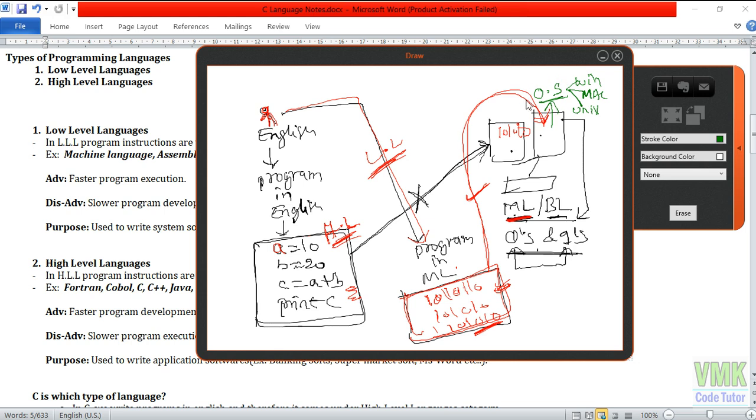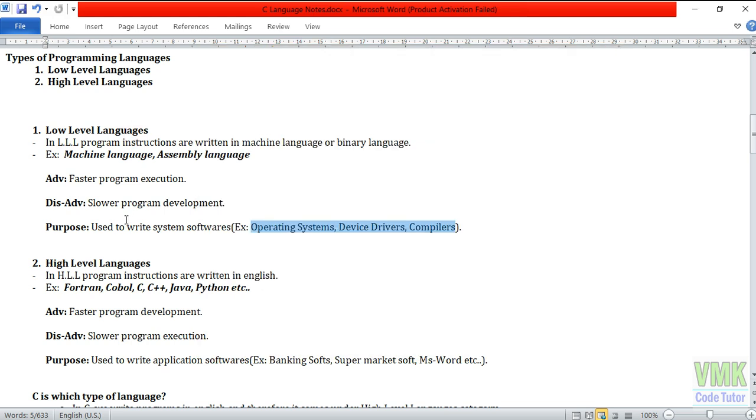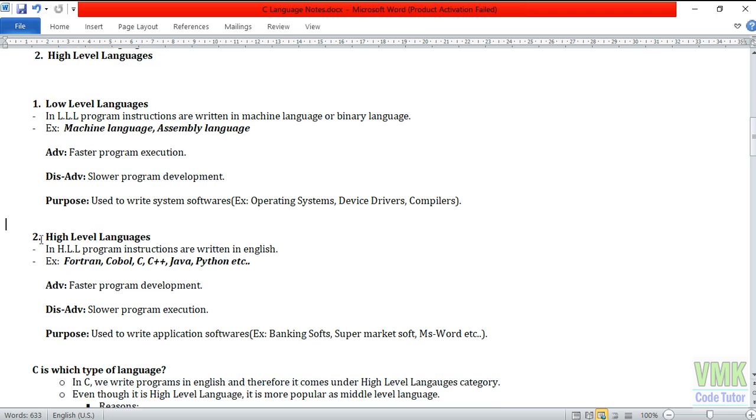So an operating system is a set of programs that makes the computer function. Such operating system programs we write in low level languages. That is what I mean to say: low level languages are used to write system software. Examples: operating systems, and device drivers, which means hardware programs like keyboard programs, printer programs, scanner programs. Hardware programs are called device drivers.